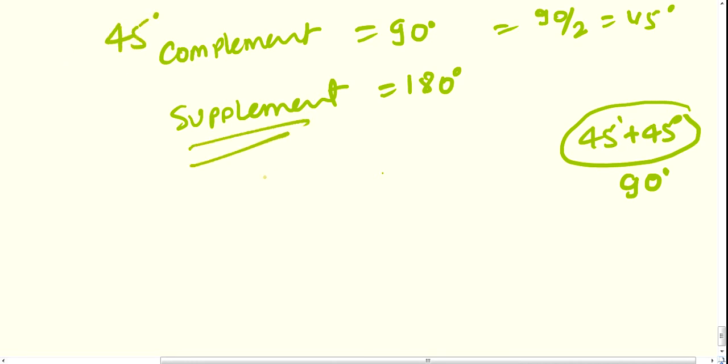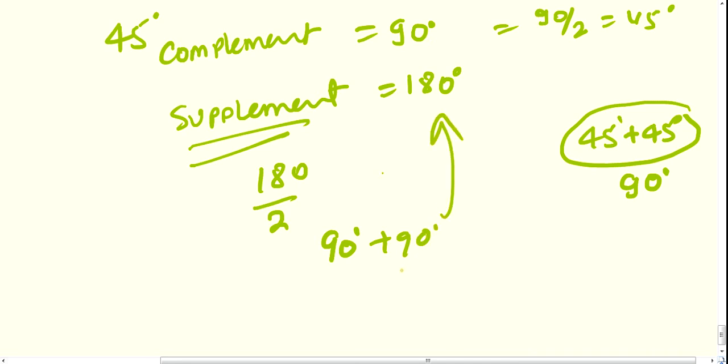Then same for supplement: 180 divided by 2, you will get 90. Then 90 plus 90, we are getting 180, which is a supplement. So 90 degrees is a supplement of itself. This is your required answer.